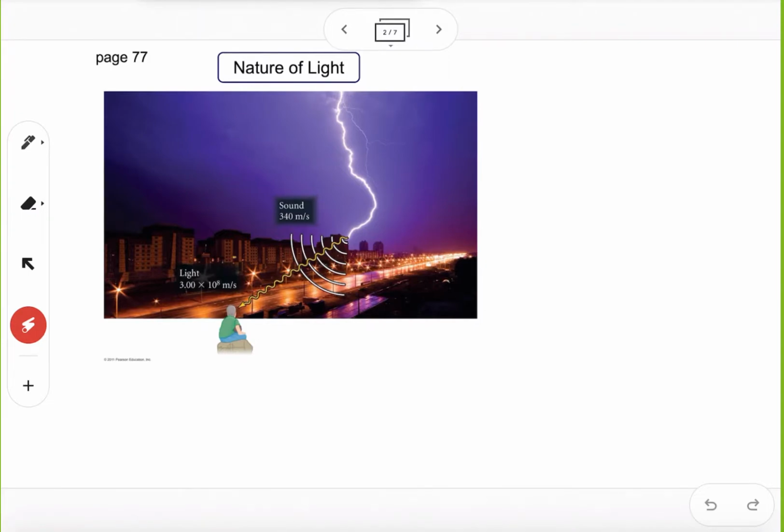This picture shows you that light can travel very fast. The speed of light is 3.00 times 10 to the 8th meters per second. And for sound, it's still fast, but it's much slower than light. The speed of sound is 340 meters per second. That is why during a lightning storm, you always see the lightning first, and then hear the thunder. Okay, so that's the reason, because sound travels much slower than light.